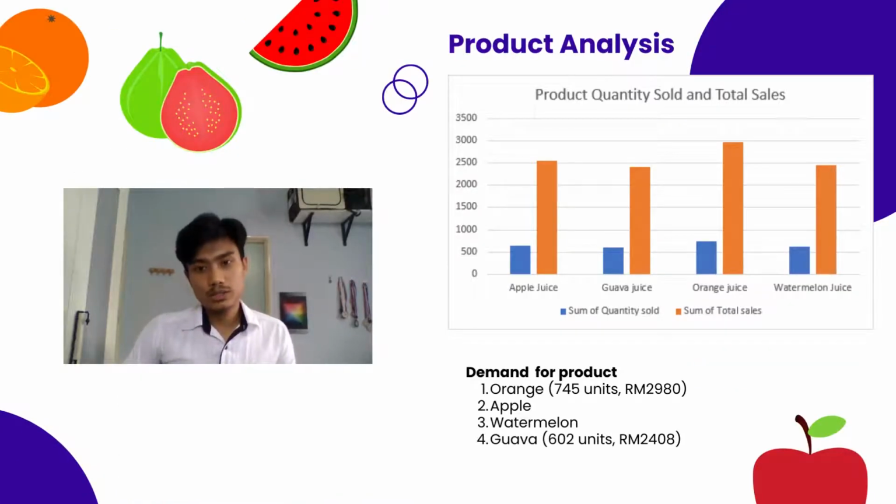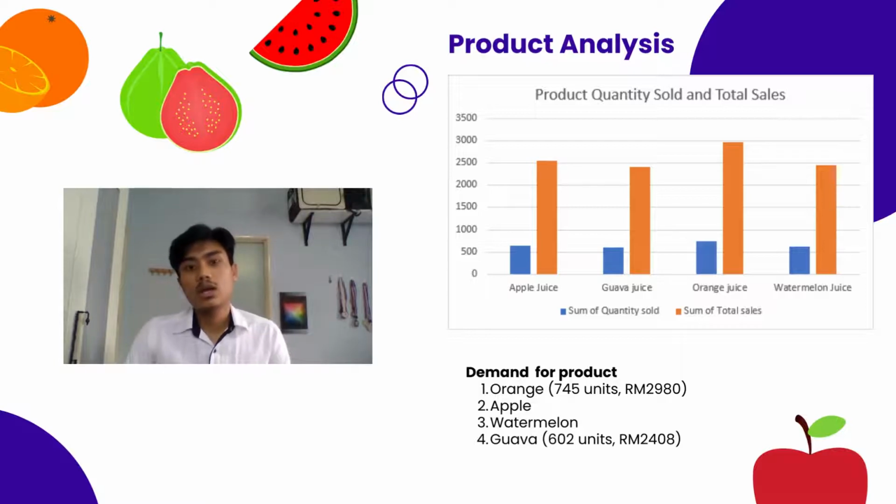Okay, now we move to the product analysis. This is our product analysis. It shows that we have 4 products, and that orange juice has the highest demand. At Fruity.co, 745 units of orange juice were sold, with total sales of 2,890 ringgit. Second in demand is apple juice, followed by watermelon juice.